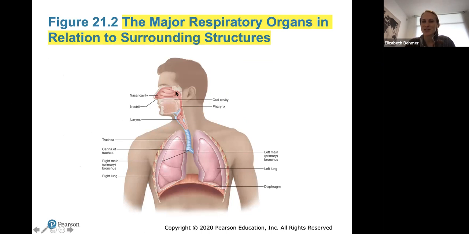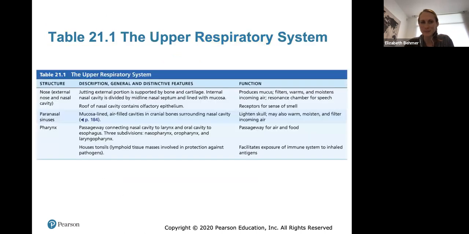Again, here's your nasal cavity. The pharynx is your throat, and the larynx is your voice box that air will go down into first before going down into the trachea and then dividing into primary bronchi to go to either lung. The primary bronchi continue to branch into secondary and tertiary bronchi, eventually reaching the alveoli, which is where gas exchange will occur.